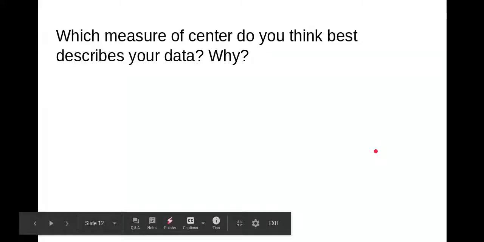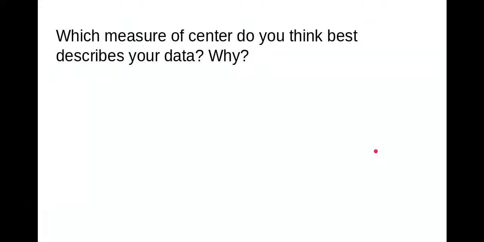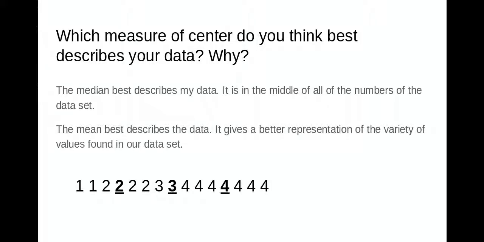Let's wrap it up by answering these final questions. Which measure of center do you think best describes your data and why? So I have two different things that you could possibly have. I think the median, I told you already, is something that you can really never be wrong with. So the median best describes my data.